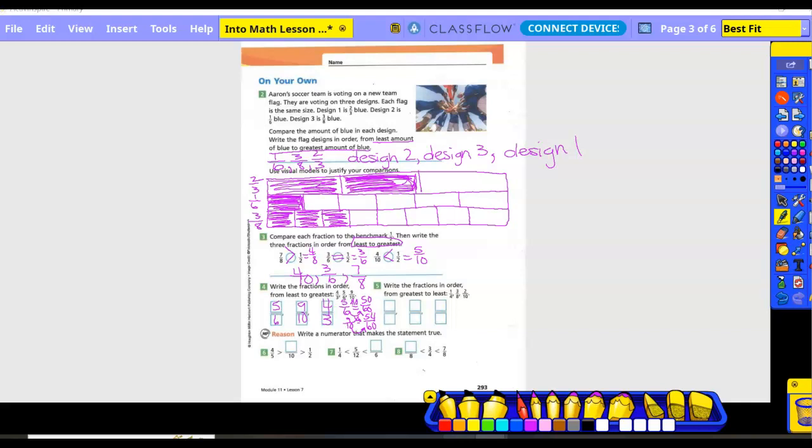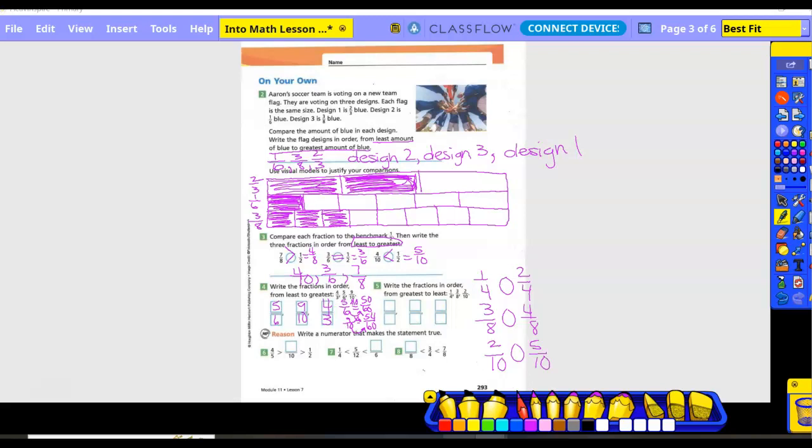Number 5, write the fractions in order from greatest to least. So we've been doing least to greatest. Is this one a little different? Yep. Okay. Now, what can we compare these to? Can we compare them to half? Okay. So 1/4 compared to, what would be half of 1/4? 2/4, right? Okay. 3/8 compared to, what would be half of 8? 4/8, right? And then 2/10 compared to what? 5/10.